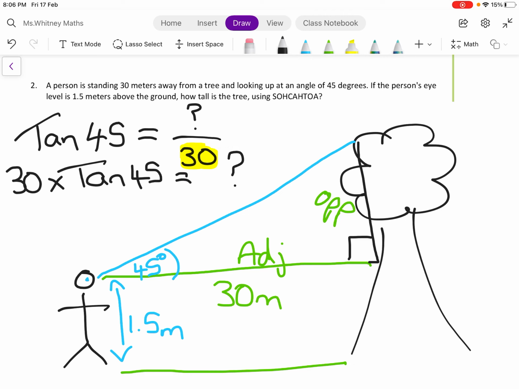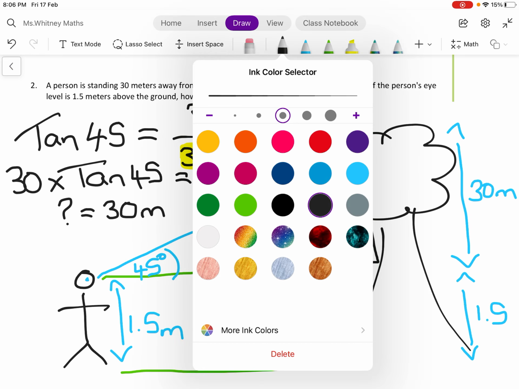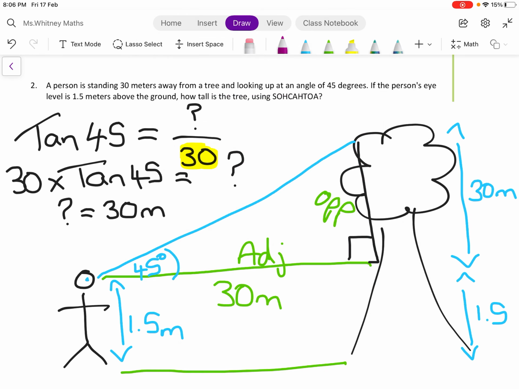You're simply going to put that into your calculator and you're going to get the answer of 30. And everything is in meters here, so that must be 30. Now, it's asking for how tall the tree is, so we know that this here is 30. But we also know that this here is 1.5. So your final answer, if I get a different color here, is going to be 31.5 meters for the height of the tree.